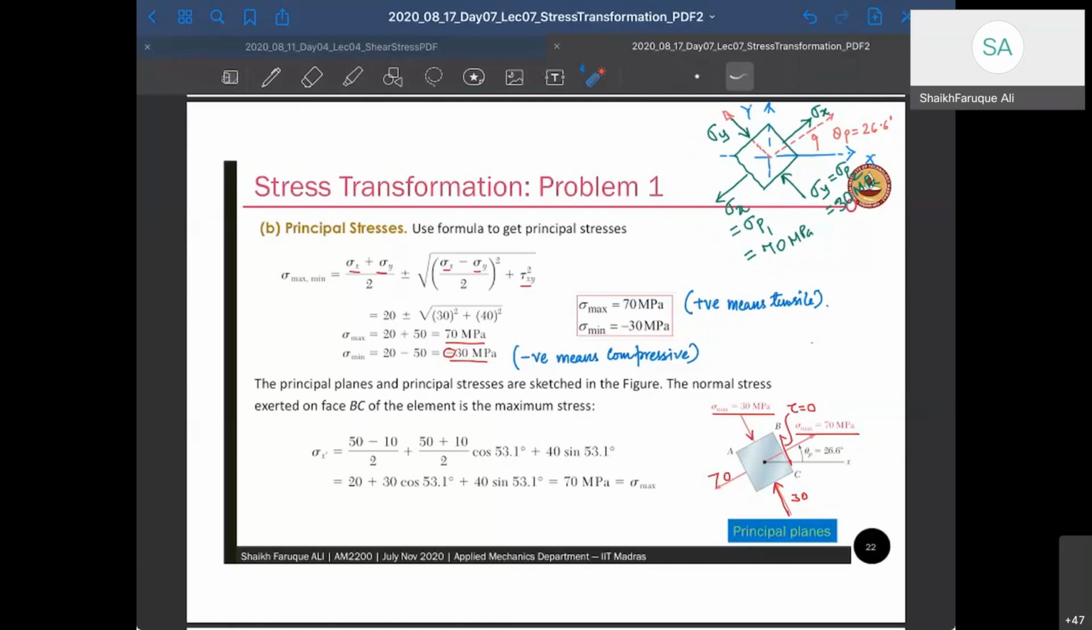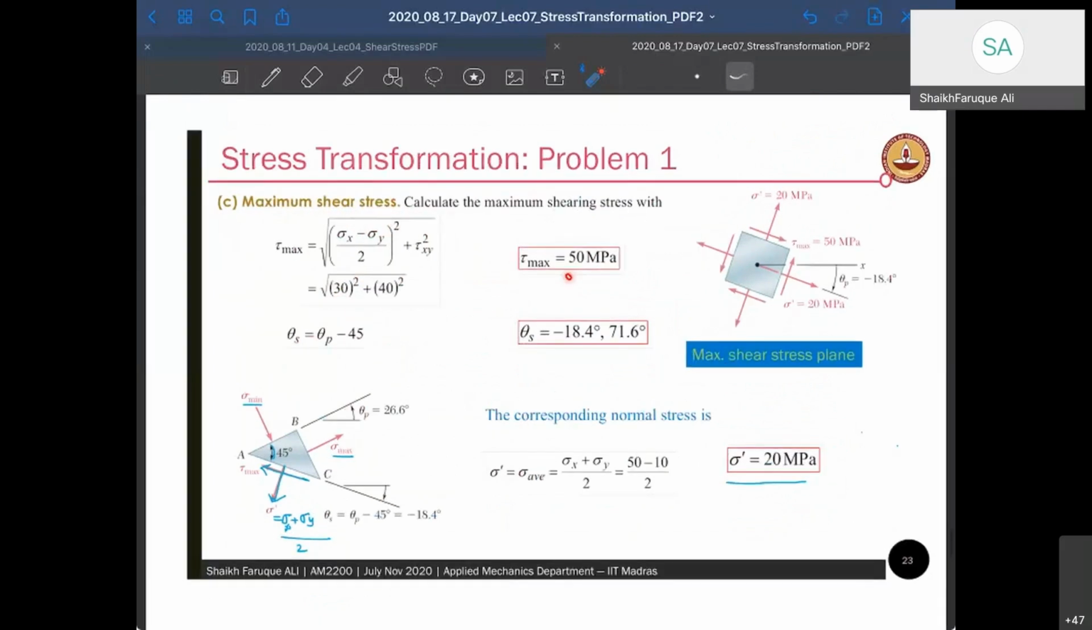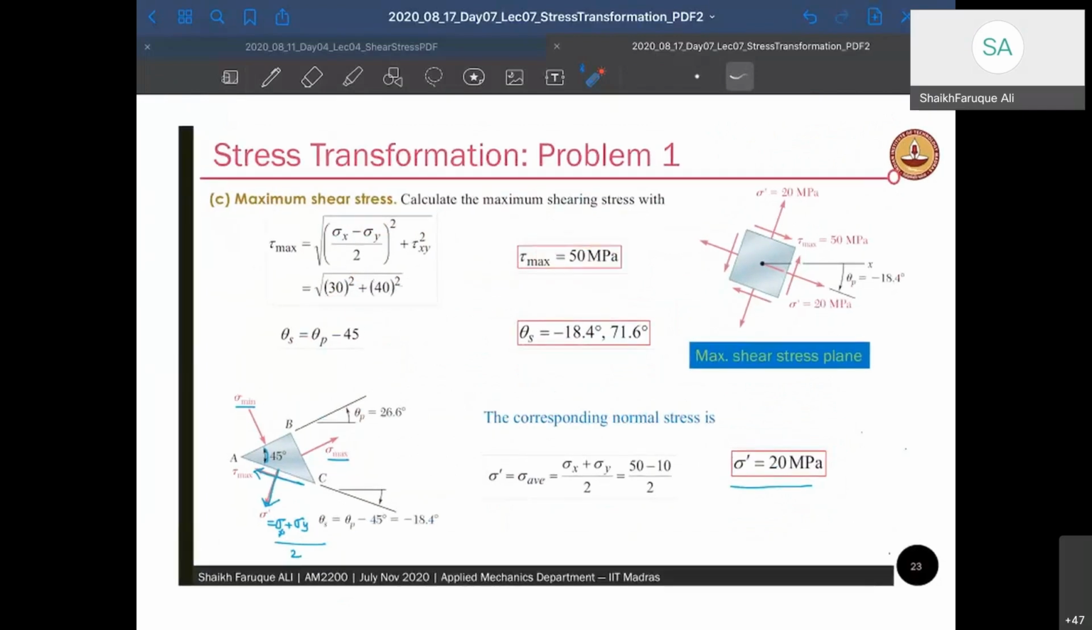All right. Now let's look at shear stress, right? The third question is maximum shear stress. The formula for maximum shear stress is the radius itself, right? So this is the radius, and that comes out to be some value, 50 MPa. And we know that maximum shear stress is going to make a 45-degree angle with the principal stress plane, right? It can be positive 45, it can be negative 45, doesn't matter, right? It is both side 45.